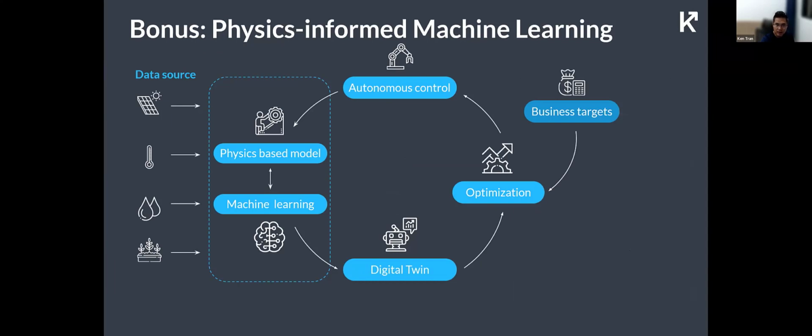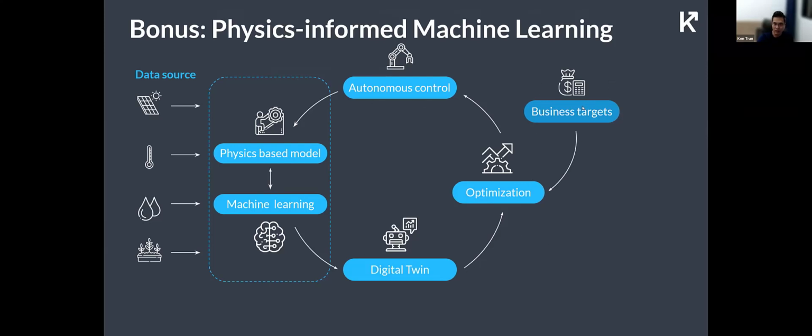This is just a bonus slide that describes another perspective about our AI approach, if you are interested. Here are a lot of data sources, and this is our digital twin. It comes from the combination of a physics-based model and a machine learning model, and that's why it's called physics-informed machine learning. The digital twin informs the optimizations. There's an optimization engine that uses the digital twin, and it fits into the autonomous controls, and this forms a closed feedback loop.